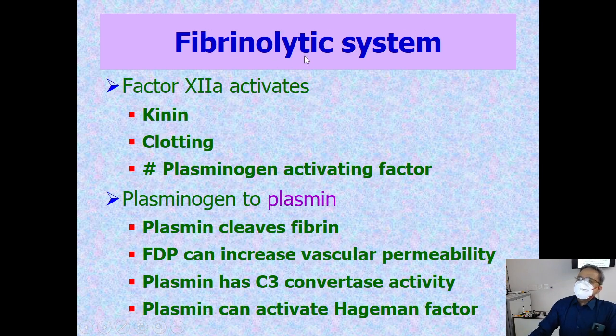The fibrinolytic system also is important because plasminogen goes to plasmin, and plasmin cleaves fibrin and causes FDP production, fibrin degradation products, which can increase the vascular permeability. Plasmin can cleave complement and plasmin can activate Hageman factor. So, these are three of the most important functions it has.